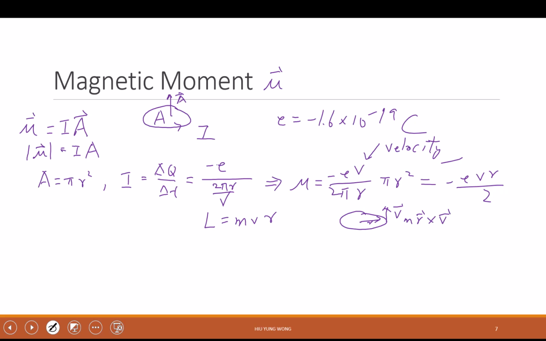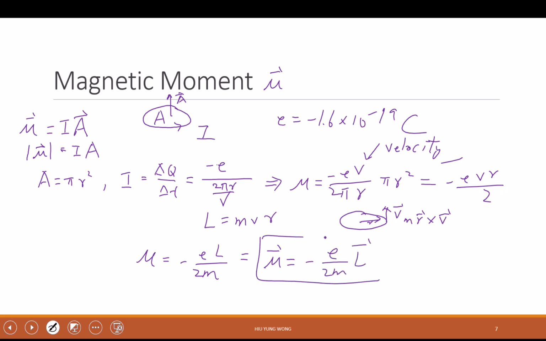If I substitute into it, mu equals negative e divided by 2m times L. After all this, I just want you to have a feeling of how we get this equation. You don't need to know that. The most important thing is that the magnetic moment is related to the angular momentum.